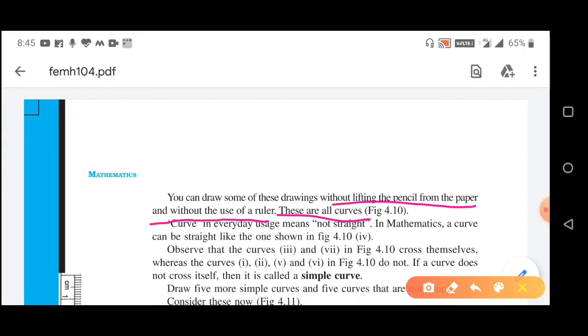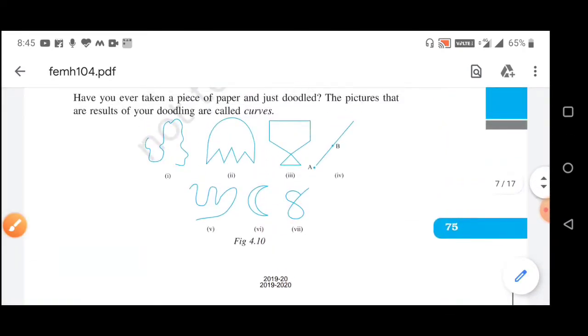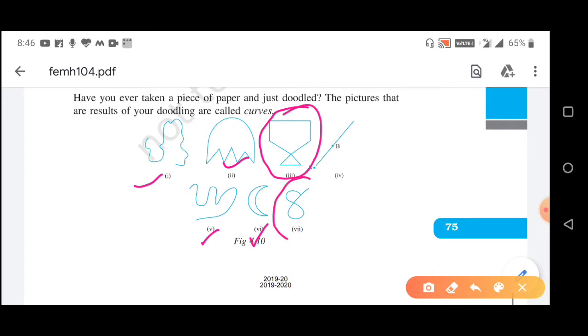Now among the given diagrams, some are simple curves and some are not simple curves. If a curve does not cross itself, then it is called a simple curve. Here diagram 1, diagram 2, diagram 5 and diagram 6 do not cross themselves, so these are simple curves. Which are not simple curves here? Diagram 3 and diagram 7 are not simple curves because they cross themselves. So these are not simple curves.